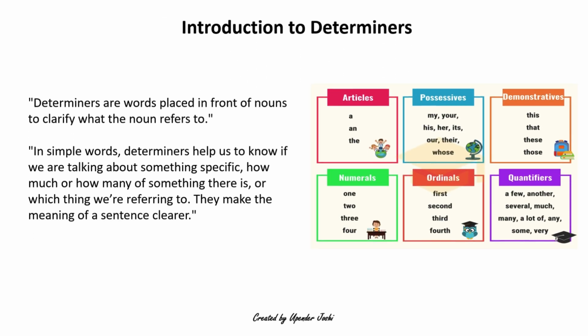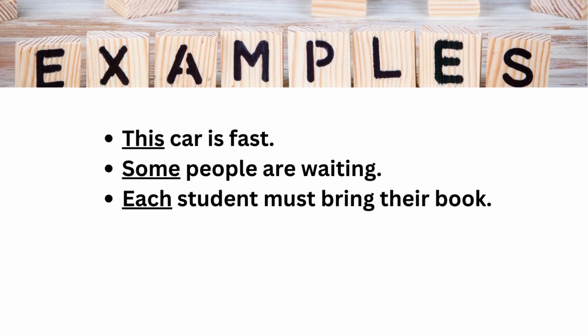So, what are determiners? Determiners are words placed in front of nouns to clarify what the noun refers to. In simple words, determiners help us to know if we are talking about something specific, how much or how many of something there is, or which thing we are referring to. They make the meaning of a sentence clearer. Here are some common examples of determiners.